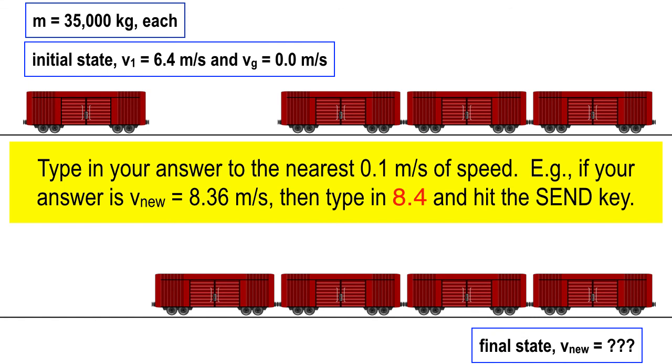So if your answer is 8.36 meters per second for V nu, then you would type in 8.4 and then hit the send key. Now it can't be 8.4 because that's faster than the initial speed. So whatever it is, it's got to be less than 6.4. Okay, go ahead and take a minute to work on this.